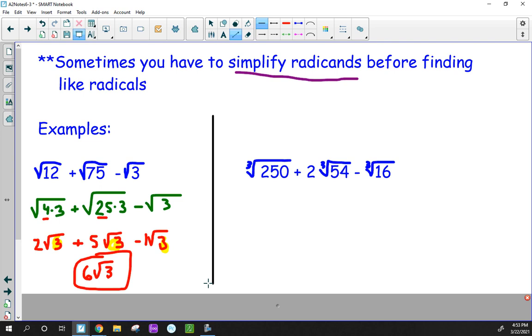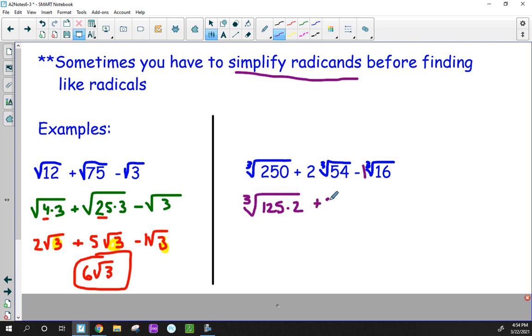Next example, the same idea here. We're going to switch to cube roots now. I've got the cube root of 250 plus 2 times the cube root of 54 minus 1 times the cube root of 16. At first glance, they all are different. It looks like there's not an answer, but we're going to simplify these to see if it works like this past example. So we're looking for cubes, 1, 8, 27, 64, 125, and so on. We're looking for the biggest perfect cube that divides into 250, and that's going to be 125. 125 times 2 is a good factor for that.